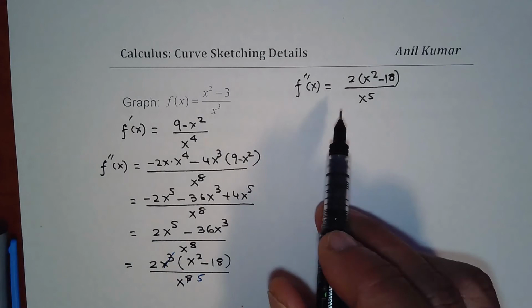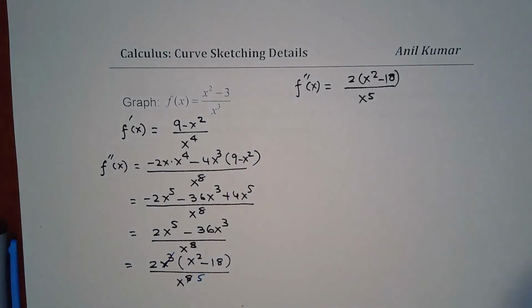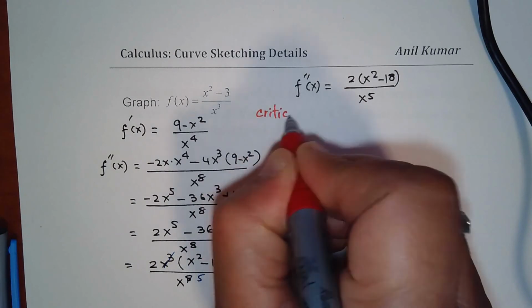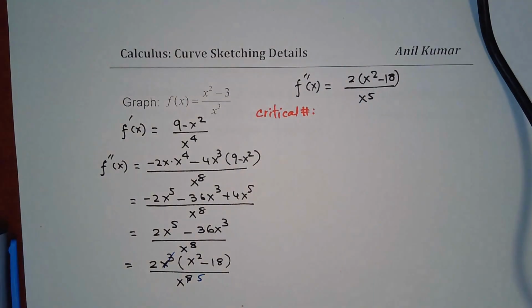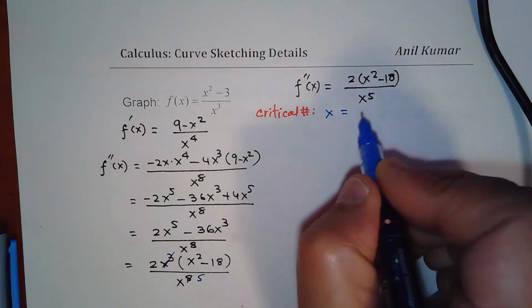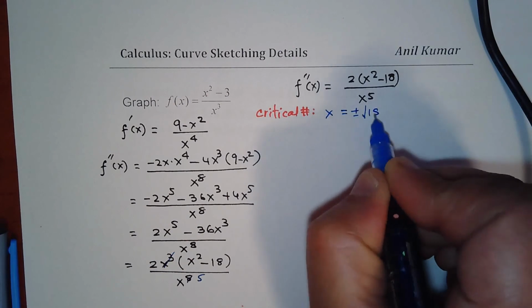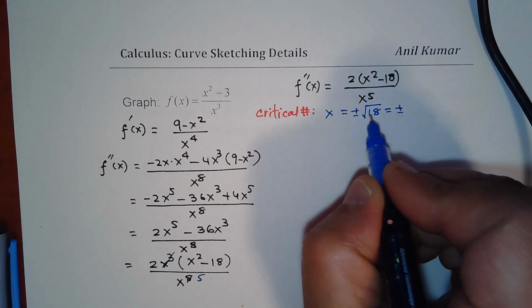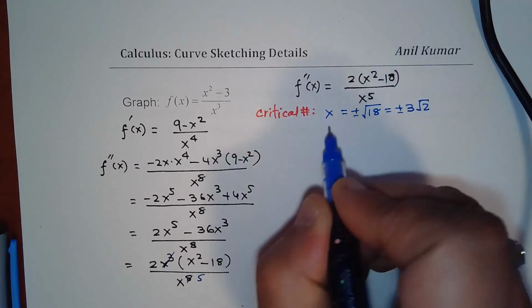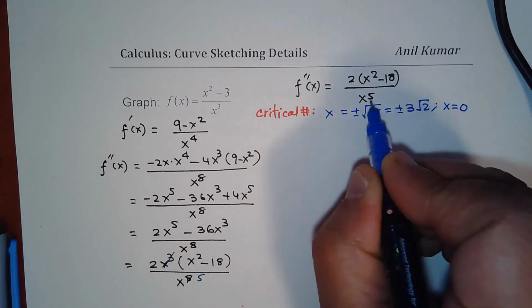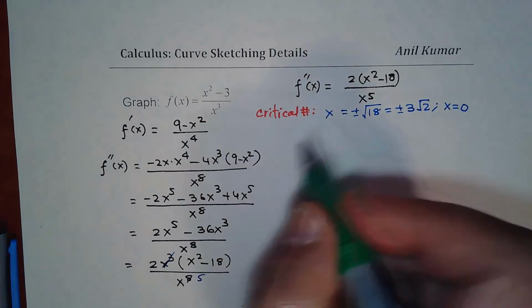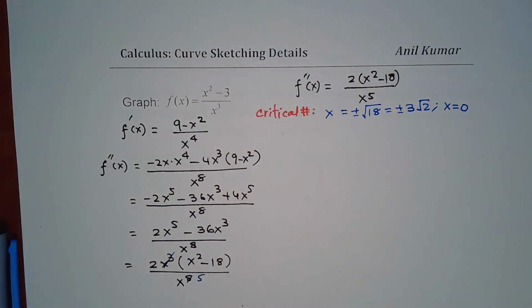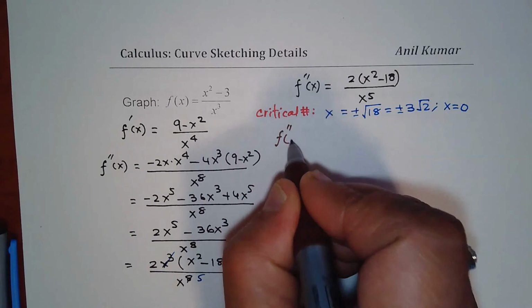Now, in this particular case, we have the critical numbers at x equals plus and minus square root of 18, which is equal to plus minus 3 square root 2, right? Perfect. And also at x equals 0, since it does not exist at x equals 0. Now let's try to analyze the second derivative. We'll see where it is positive and where it is negative.